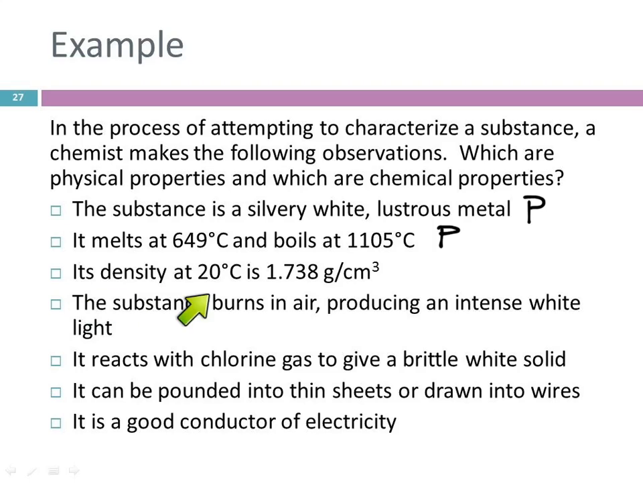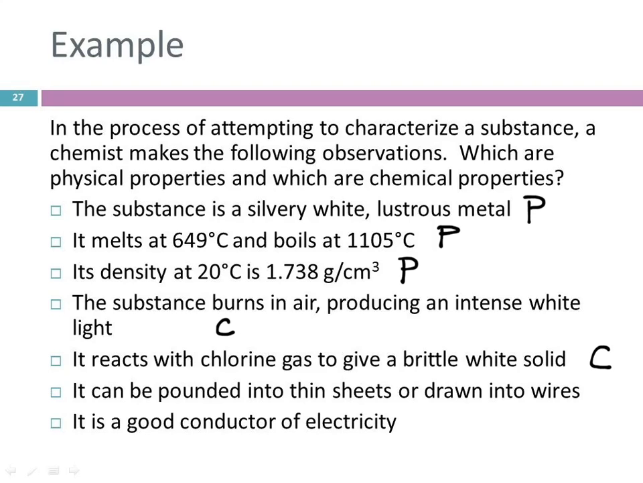Its density at 20 degrees is 1.738. Density is a physical property. The substance burns in air, producing an intense white light. That's a chemical property. It reacts with chlorine gas to give a brittle white solid.